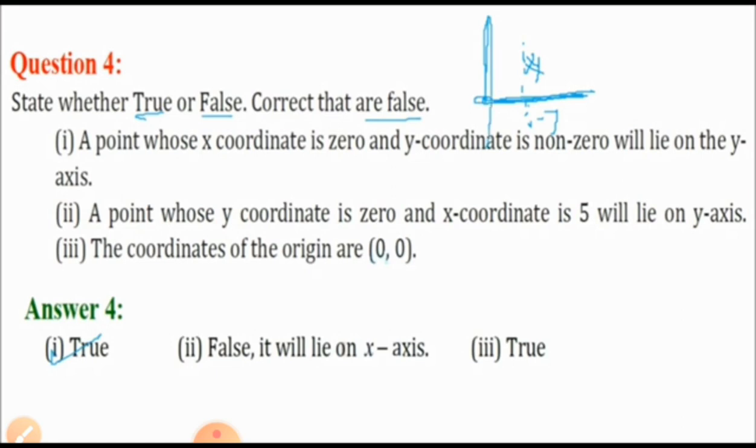Next one. A point whose y coordinate is 0 and x coordinate is 5 lies on the y-axis. Sorry, wrong answer. It should be on the x-axis.